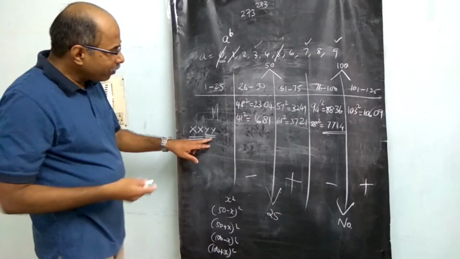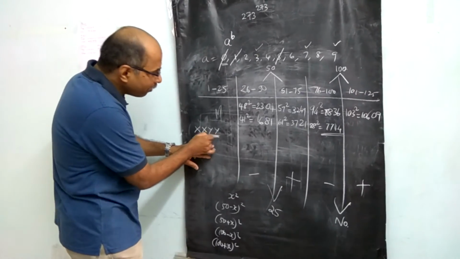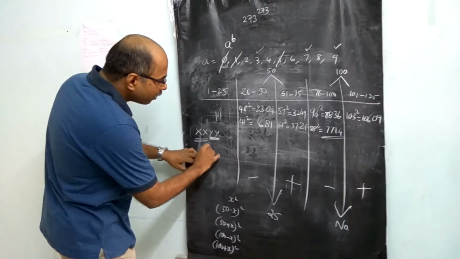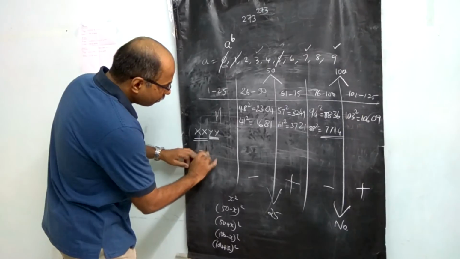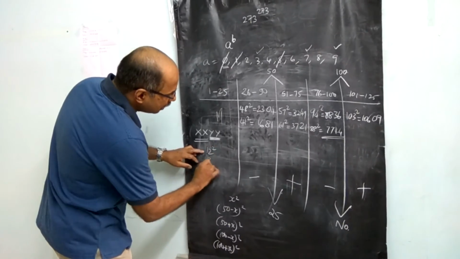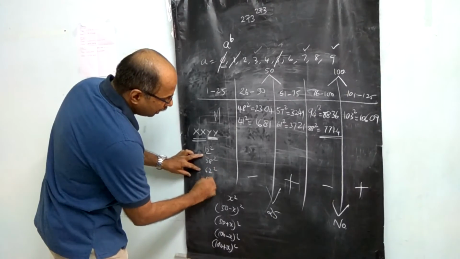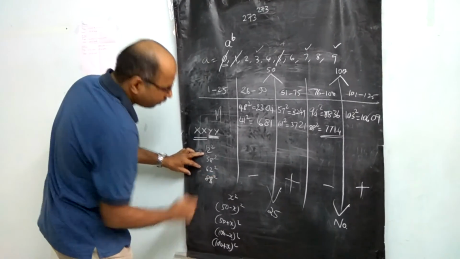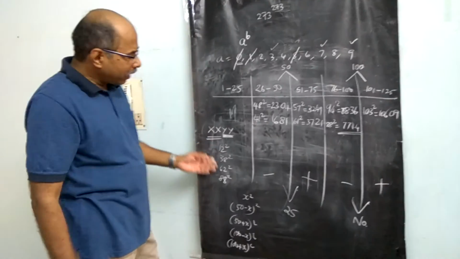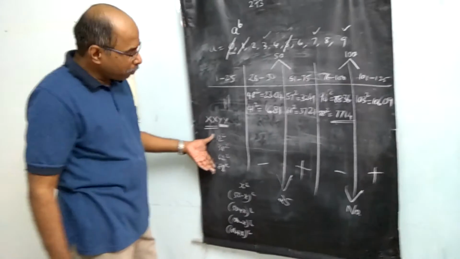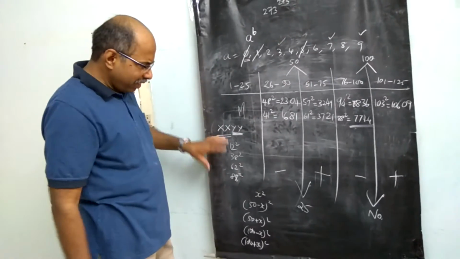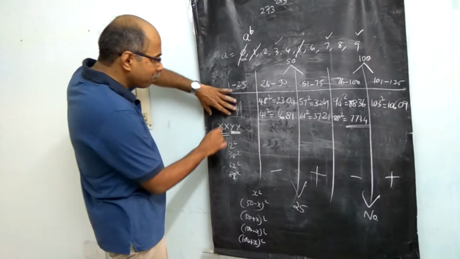Now listen carefully. Since this is ending with yy, the answer can be 12 squared, 38 squared, 62 squared, or 88 squared. We can calculate the values of these four numbers and arrive at the answer. Even that is not required if you know one more concept.